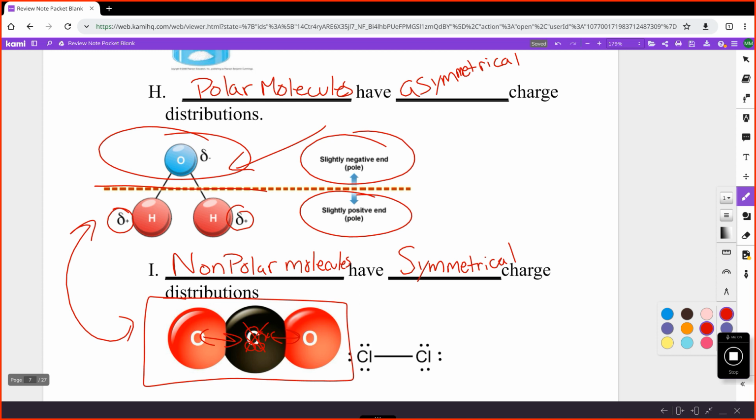So one of the things that we've said in my classes is SNAP. SNAP stands for symmetrical things being nonpolar, asymmetrical things being polar. And it's just a quick way for you to remember the definition of each type of molecule.